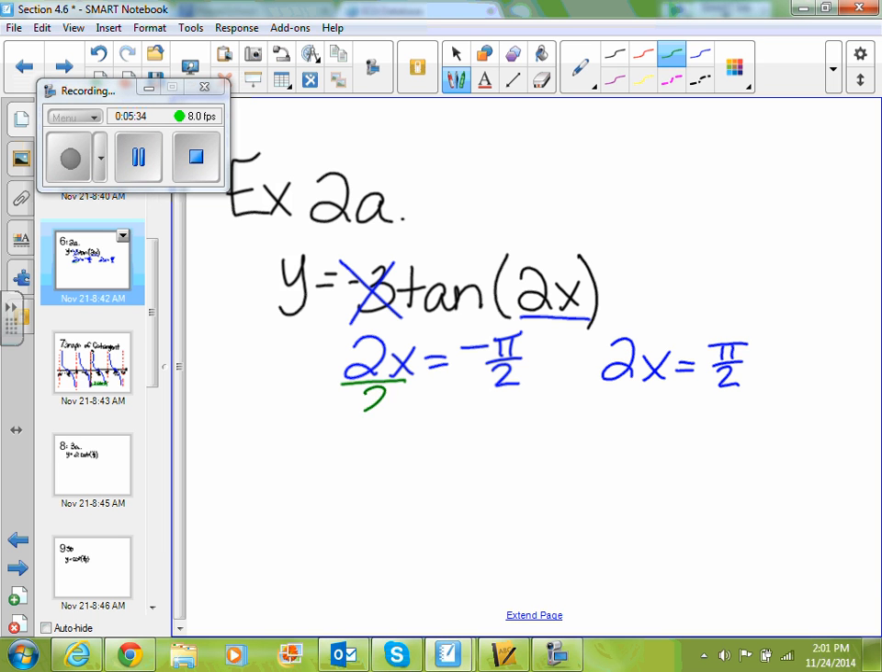To solve, I divide by 2. So this actually ends up being x equals -pi/4. If I divide by 2, divide by 2, this ends up being x equals pi/4.